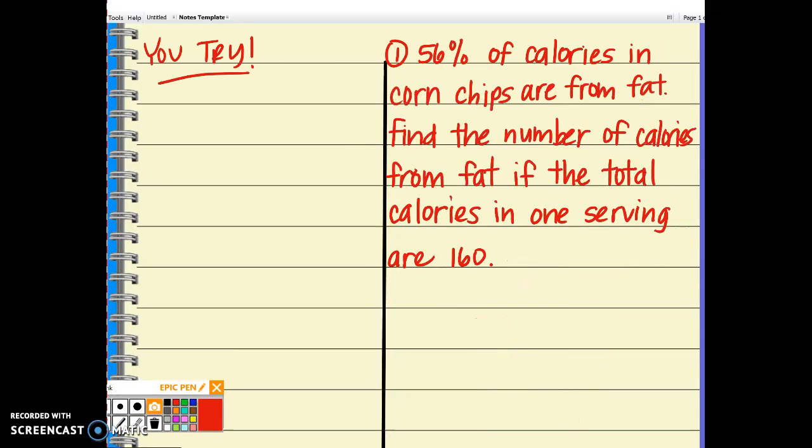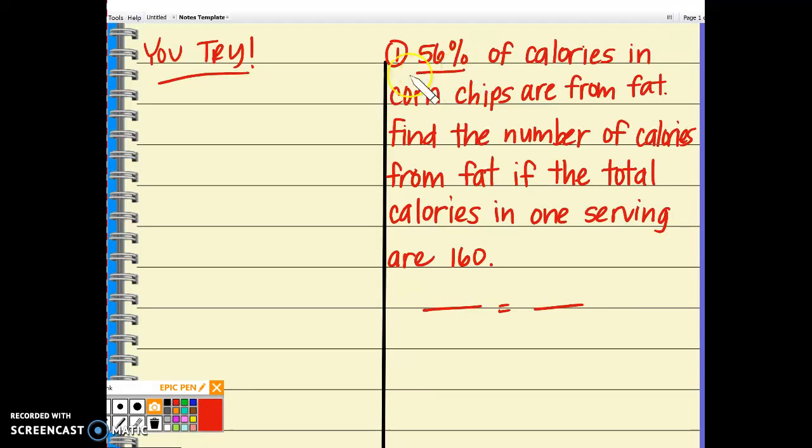All right, so you try this one. Set up your proportion and solve. Okay, so 56% of calories in corn chips are from fat. Find the number of calories from fat if the total calories in one serving are 160.